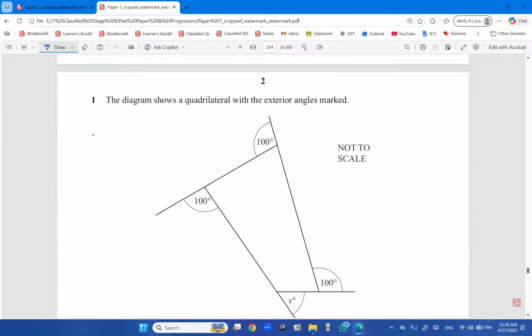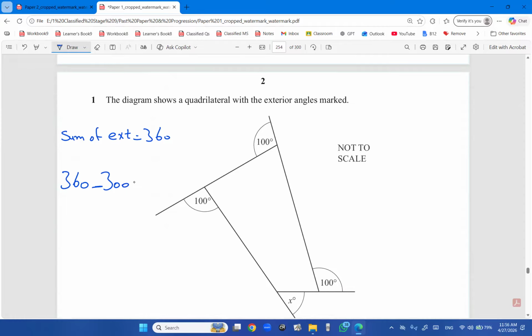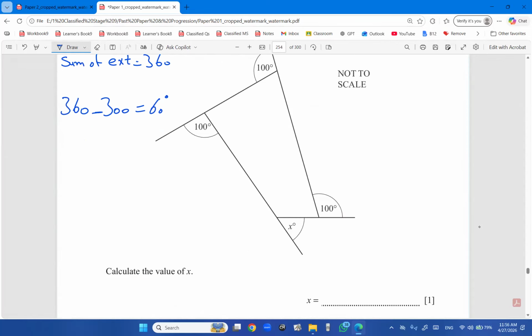Three of them are over here. We must know that the sum of exterior angles equals 360. So it is 360 minus the 3 that we have, which is 300, equals 60 degrees. This is the missing exterior angle. X is 60.